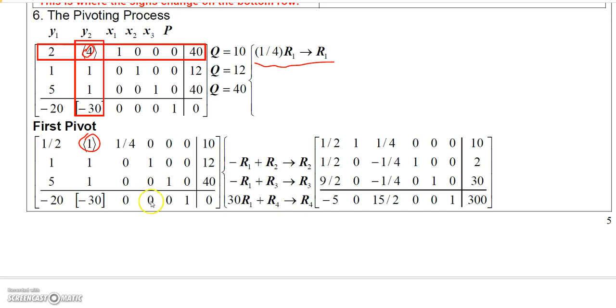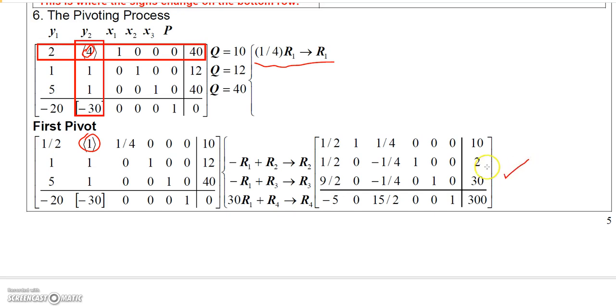30 times 0 plus 0 is just going to give me 0. 30 times 0 plus 0 is going to give me 0 again. 30 times 0 plus 1 is going to give me 1. And then 30 times 10 is going to give me 300, and 300 plus 0 is 300. So I've completed the first pivot.